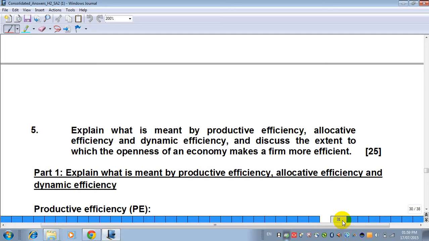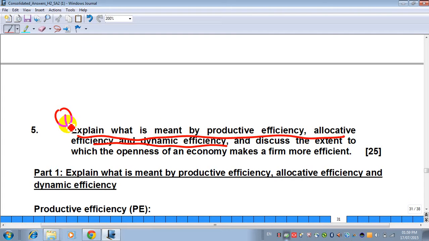And it's not as difficult as it looks, because if you think about this 25 marks essay question, it's actually divided into 2 parts. It's just like a normal 2-part question. So, explain what is meant by these 3 different kinds of efficiency is the first part of the question.